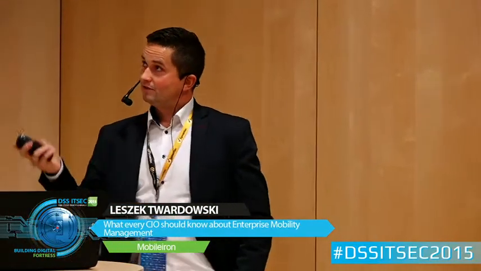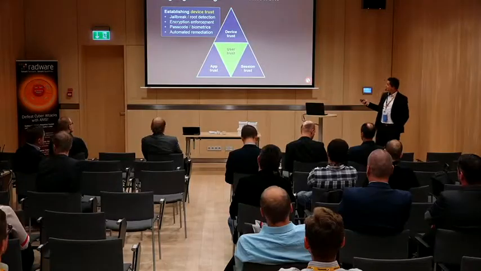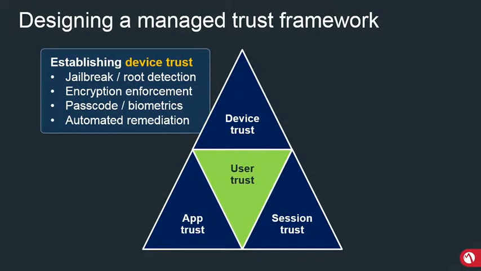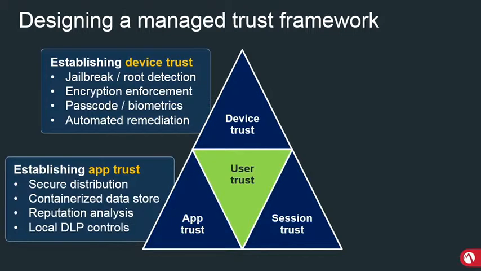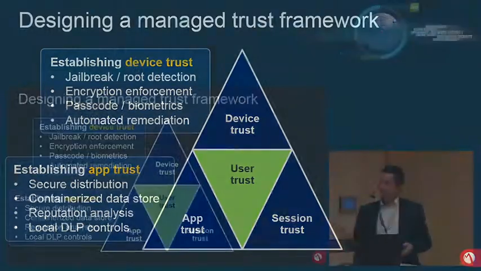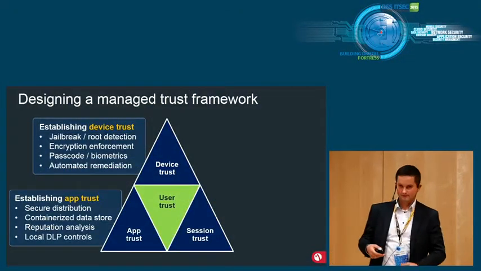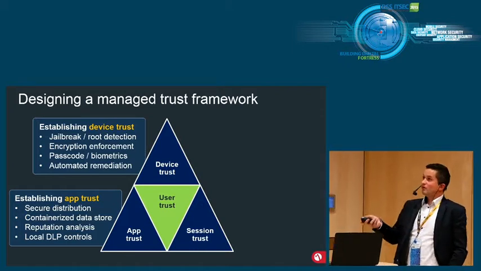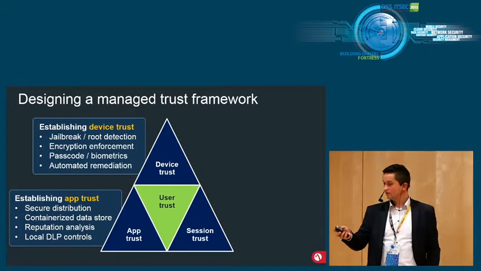And what do we do? Device trust I can establish by jailbreak and root detection, encryption enforcement, passcode. These are things which I can set in the policies in the EMM provider, and we can get this on the device. Then also establishing application trust: secure distribution of applications, containerized data store. So even if someone would get my password to the device, I can have an additional layer of security to authorize to the application in the container. But also, if I don't have that, the data is encrypted underneath. So it's definitely much harder to get into the data. And I could also automatically wipe the device in case it's lost or stolen, right?